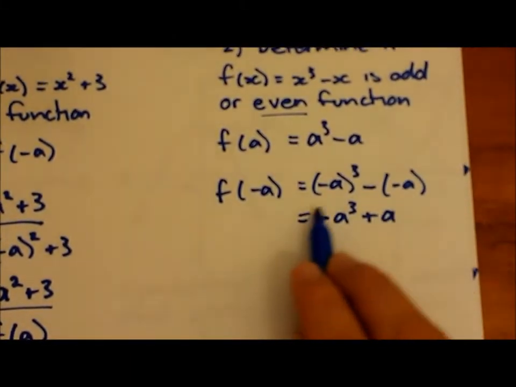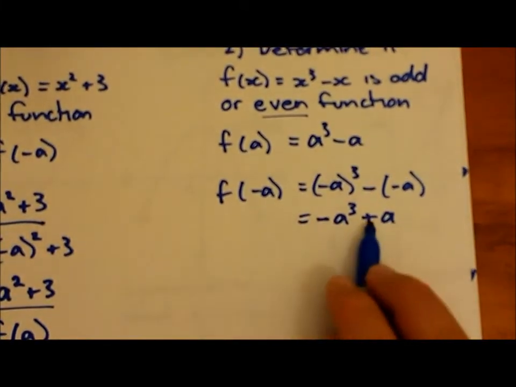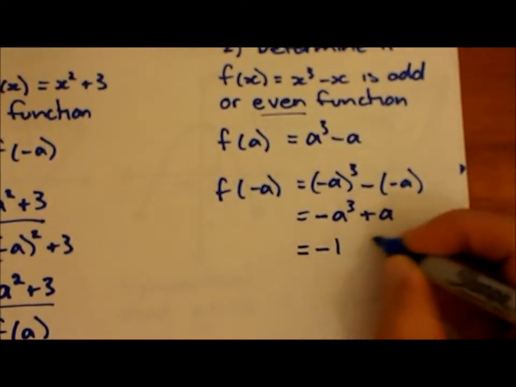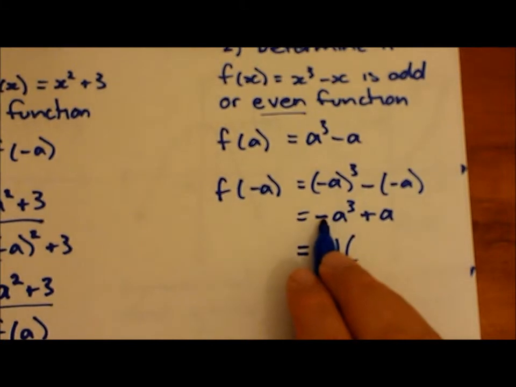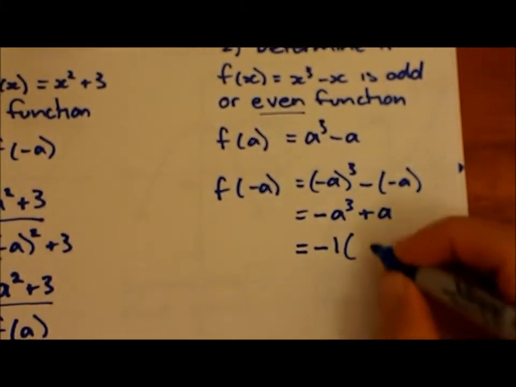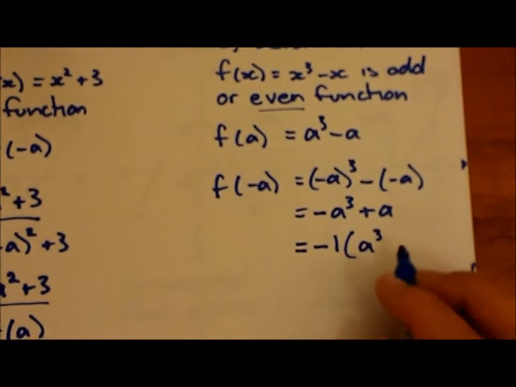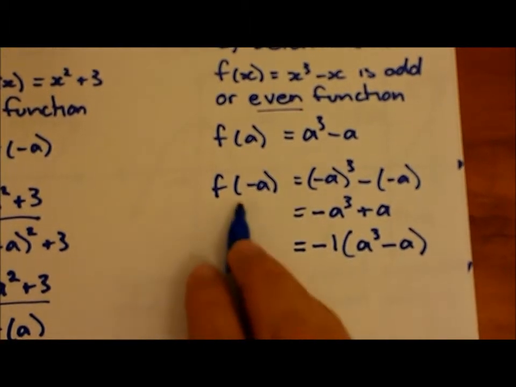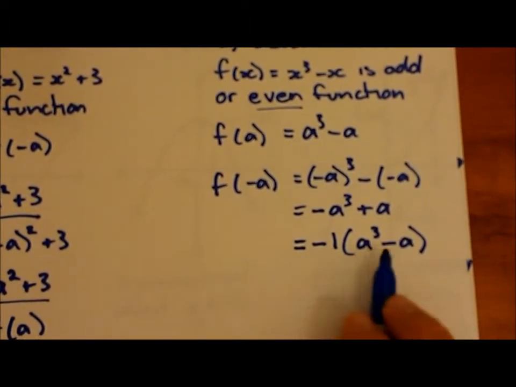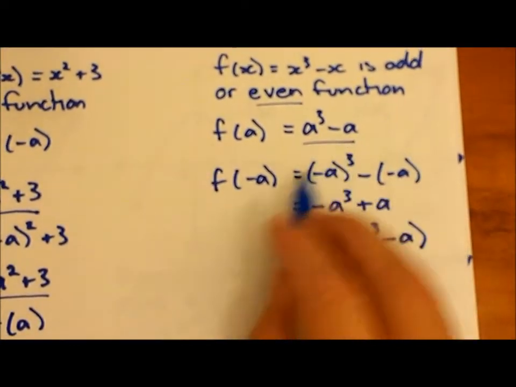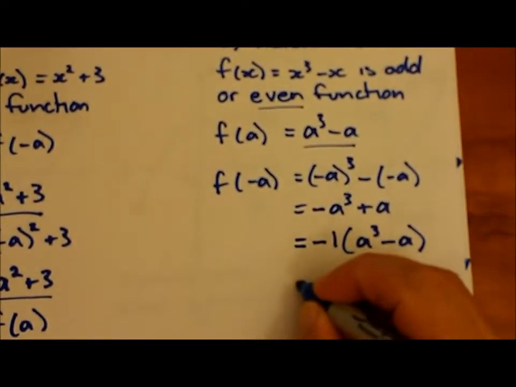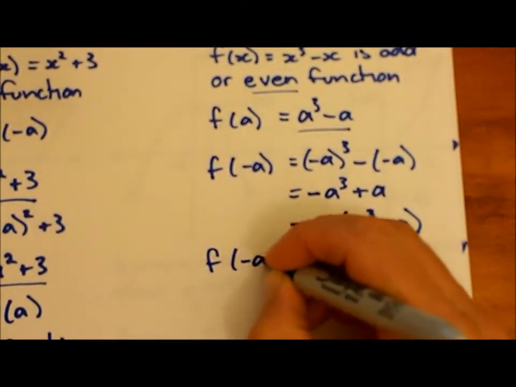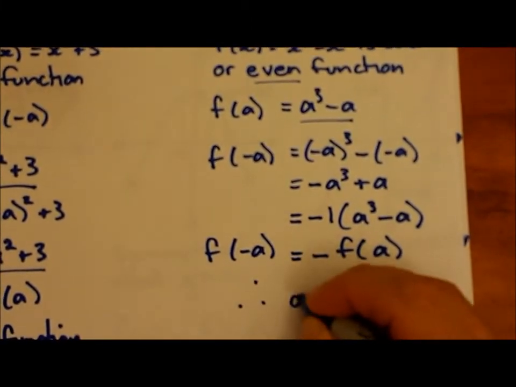So I can look at this one down here and say, well, it's really close to this, but the signs are back to front. Now when the signs are back to front, I can take out a common factor of negative 1. If I take negative 1 out of this, I get negative a divided by negative 1 gives me positive a cubed. Positive a divided by negative 1, negative a. So I can see here my function of negative a is negative a cubed minus a. A cubed minus a, that's a function of a. So it's negative function of a. So therefore, odd.